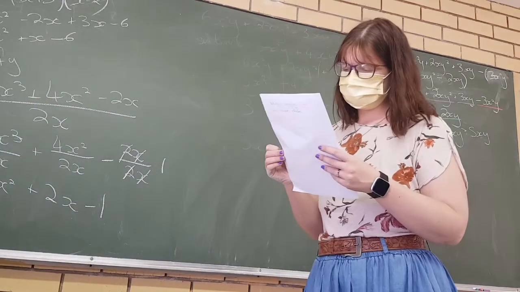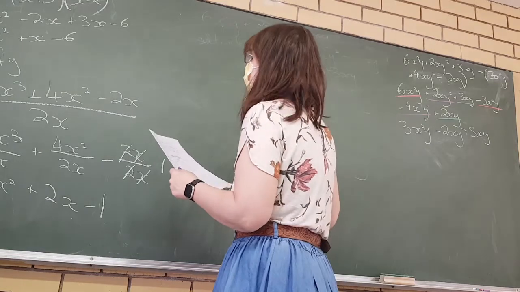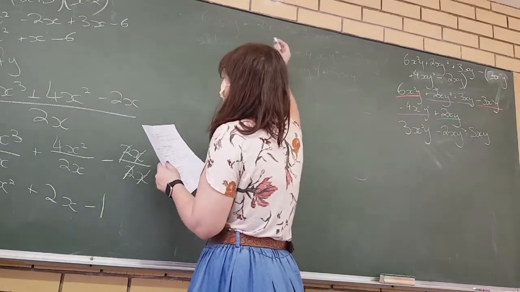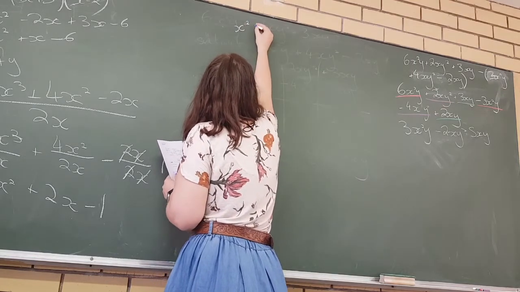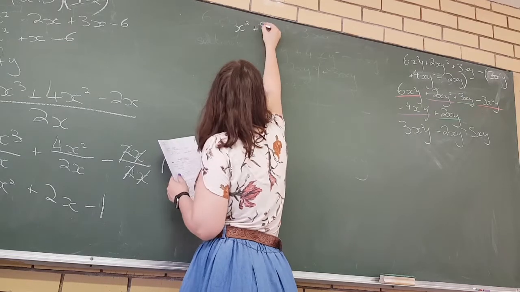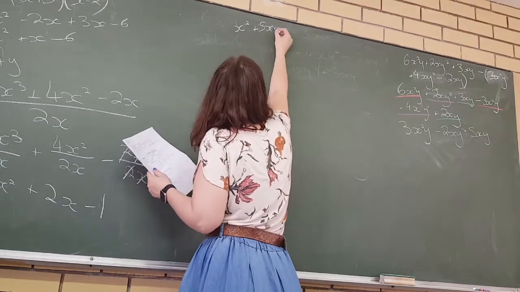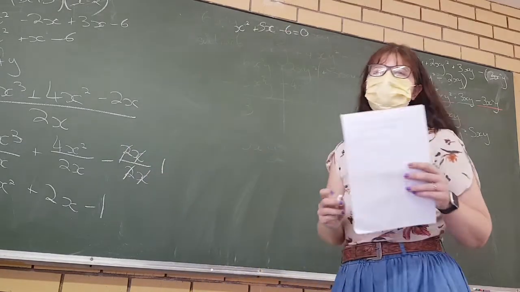Alrighty. So now we're going to solve by factorization. So what would happen if I said x squared plus 5x minus 6 equals 0? How do I solve for x here?